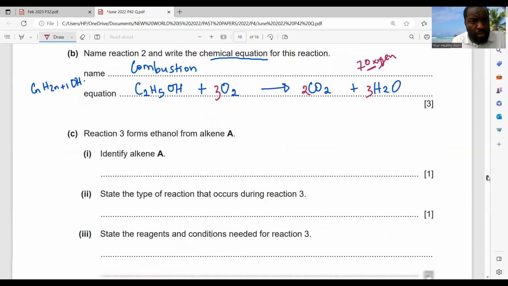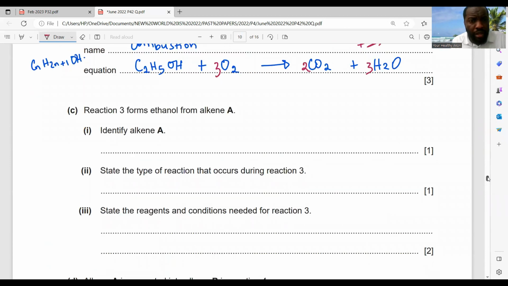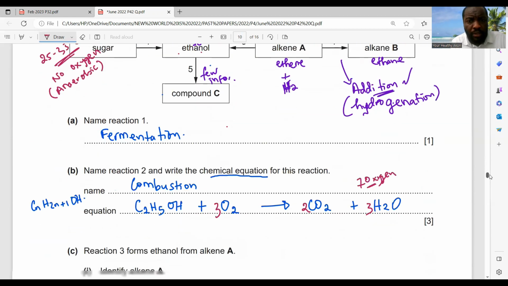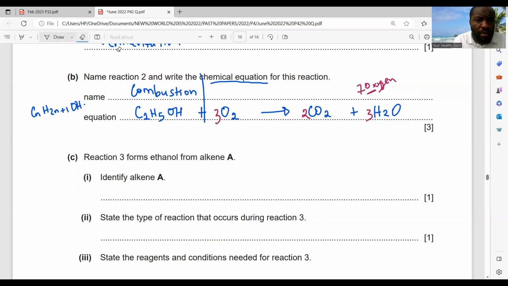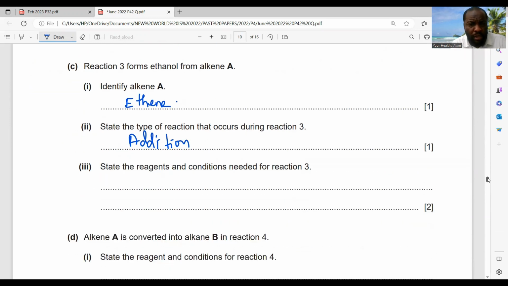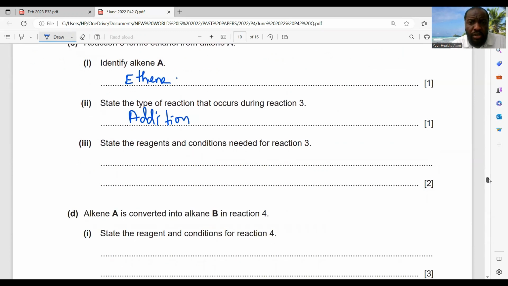We move to the next question. Reaction 3 forms ethanol from alkene A. Identify alkene A. We already did that. We said it was ethene. So I put my ethene with my blue pen. State the type of reaction that occurs during reaction 3. Since it is an alkene to an alcohol, that's an addition reaction.